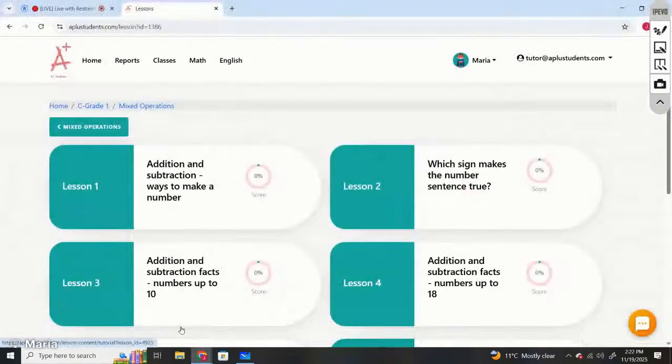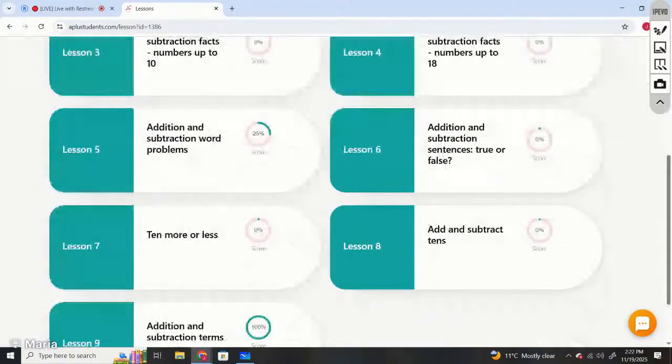We're going to start with the chapter mixed operations. Make sure you have your notebook and pencil so that you can note down the important examples and definitions as well. So let's start with the lesson, that is addition and subtraction sentences, true or false.